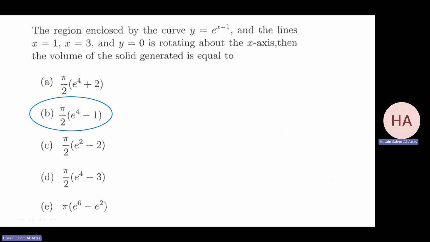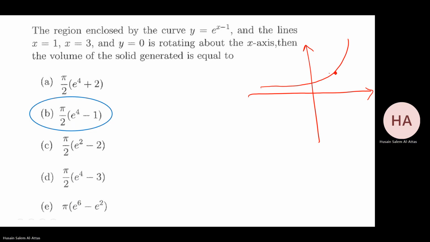The region enclosed by the curve y equals e to the power x minus 1 and the lines, about the x-axis, the volume generated equals what? Okay, let me graph it using this red line. e to the power x minus 1, doing something like this. So this is at x equals 1. It is 1. This is 1. Okay.